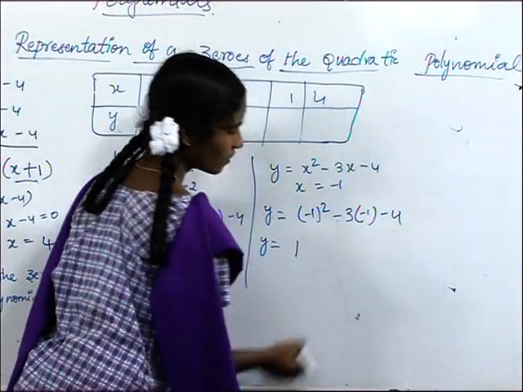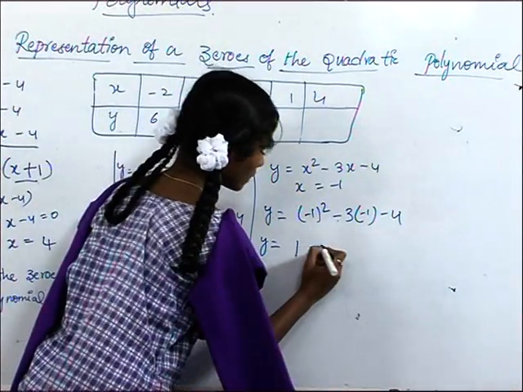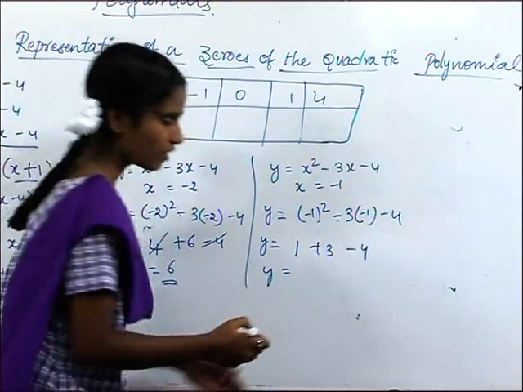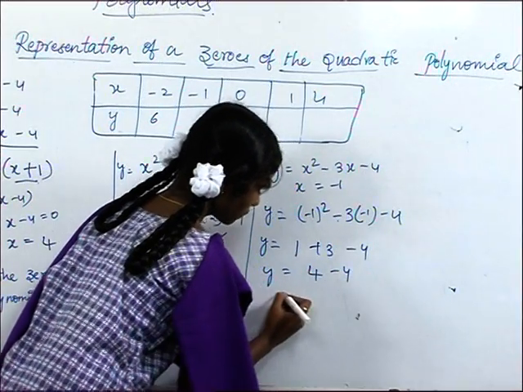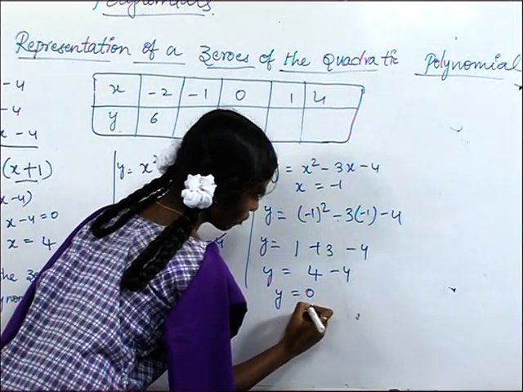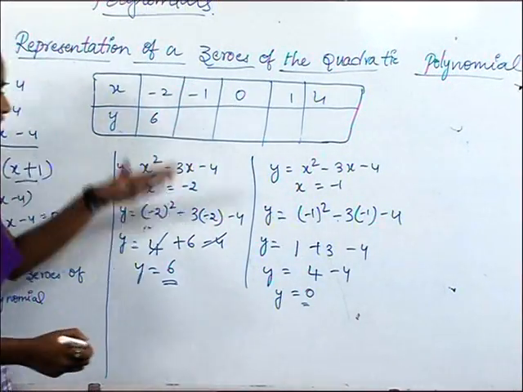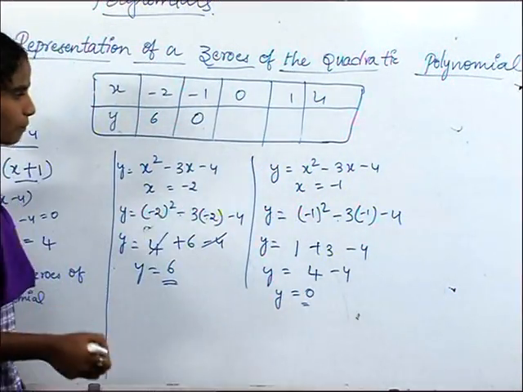Here minus will become a plus. So 3 1s are 3, minus 4. Here 1 plus 3 equals 4. 4 minus 4 equals 0. So y equals 0. The x value is minus 1 and y value is 0.